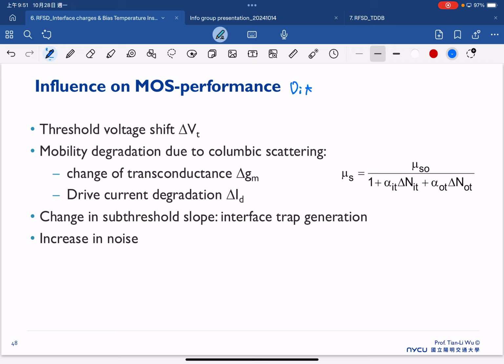For sure, the DIT will influence our threshold voltage. And also, we can foresee the DIT will influence our mobility, which is mainly due to the Coulomb scattering here. And once we have Coulomb scattering, that will cause a conductance change, and the drive current will change as well. And for sure, once we have an impact from DIT, we can see the subthreshold slope become worse and an increase in noise. So in the future, once you see your device showing the phenomenon on this slide, that suggests your device is highly influenced by the interface state DIT here.